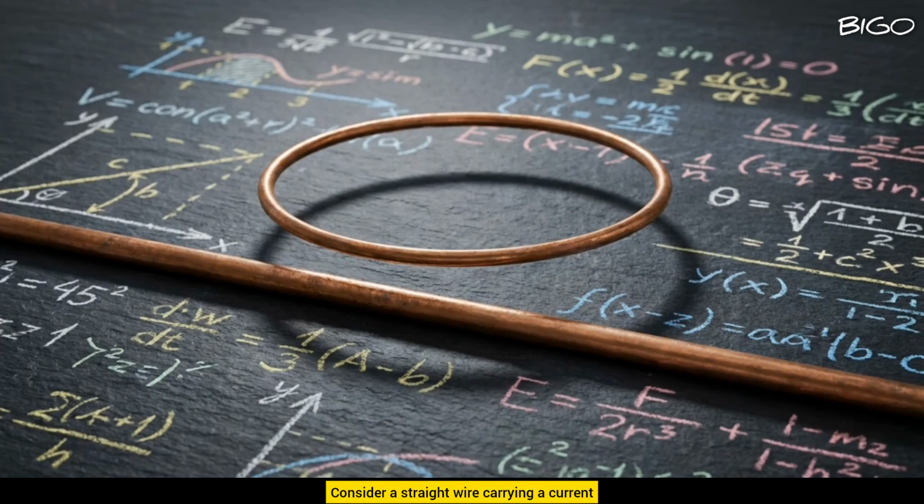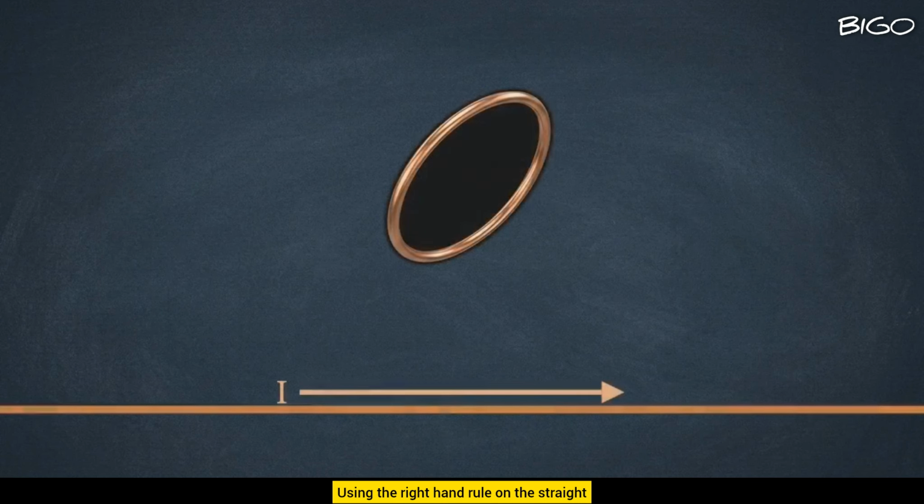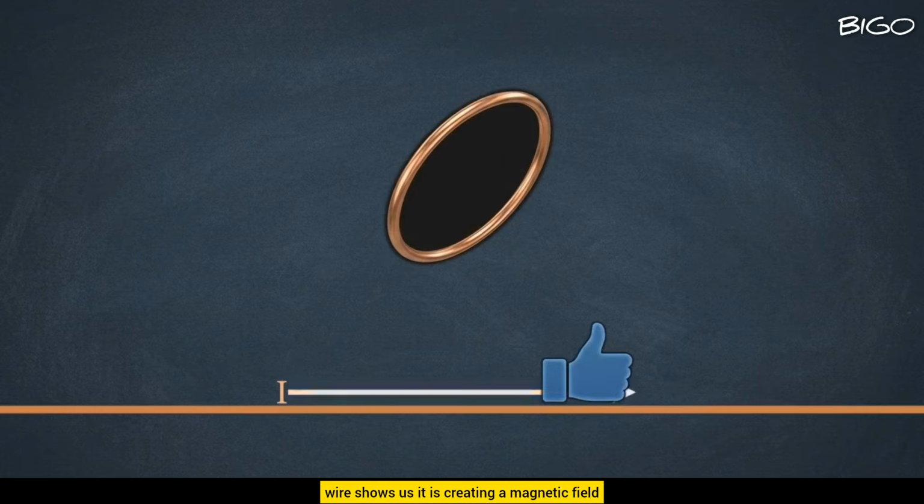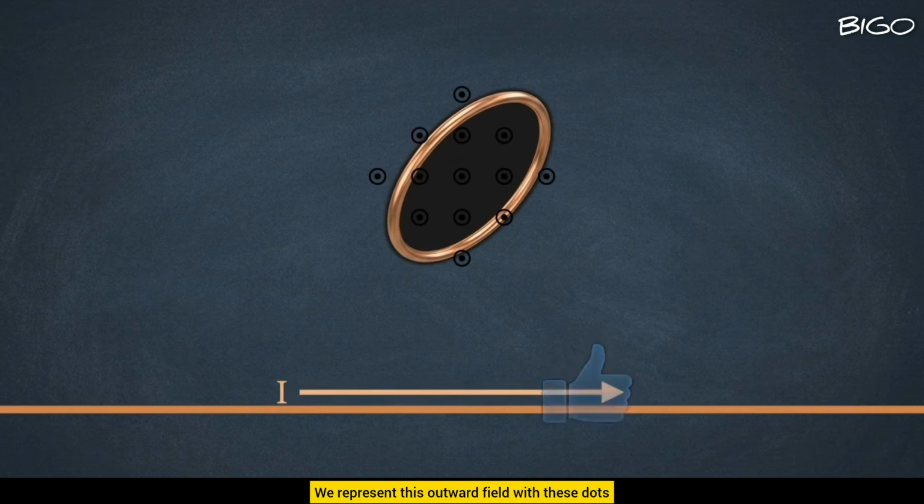Consider a straight wire carrying a current, with a separate wire loop sitting just above it. Using the right-hand rule on the straight wire shows us it is creating a magnetic field that points straight up through the loop. We represent this outward field with these dots.